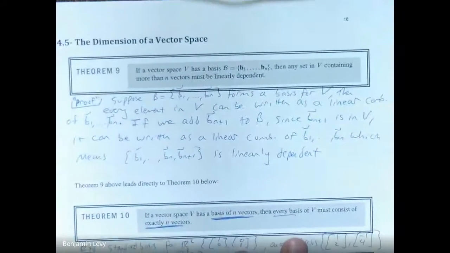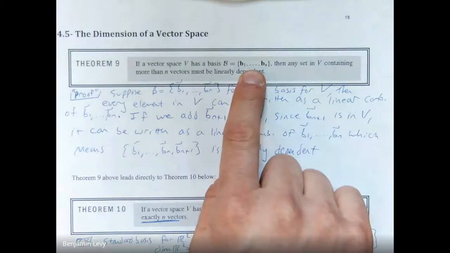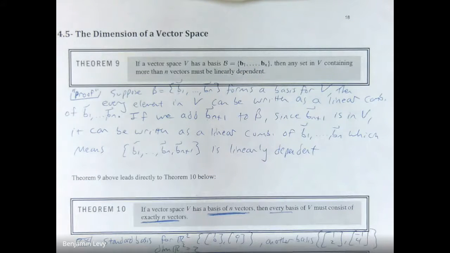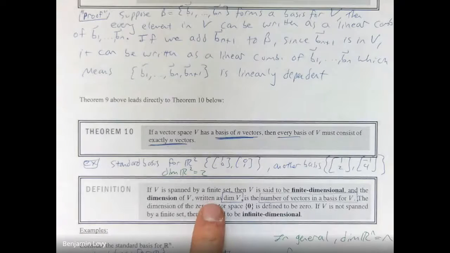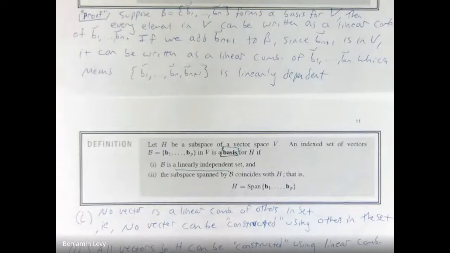And so it's talking about, it says if we have a basis for a vector space, however many, let's see here. That's not what I want to say. This is what I want to say. The dimension of a vector space is however many vectors are in the basis. And to remind you what a basis is, this is from 4.3, it's a set of vectors that are linearly independent and span the space.